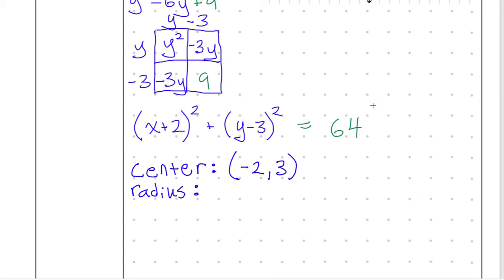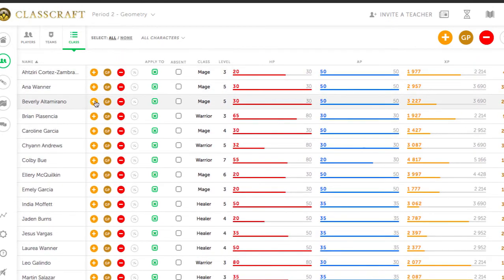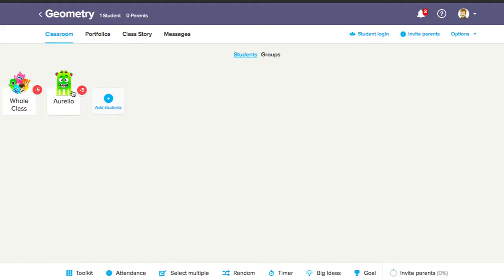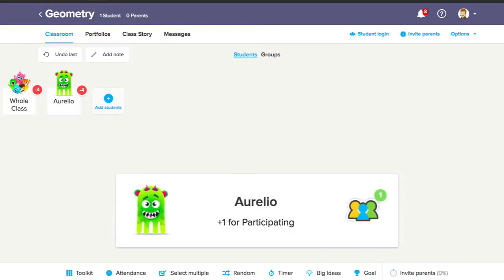Quiet raised hand. What should the radius be? Aurelio, go for it. It is indeed 8, because you take the square root of 64. Thank you, Aurelio. Oh, you are on. Do I get my marble for passing out cards? We'll give a marble for passing out cards. There we go. Class Dojo. +1 for participating.